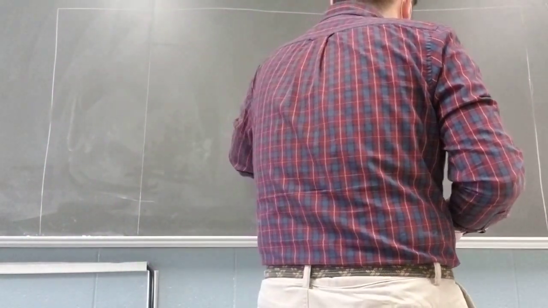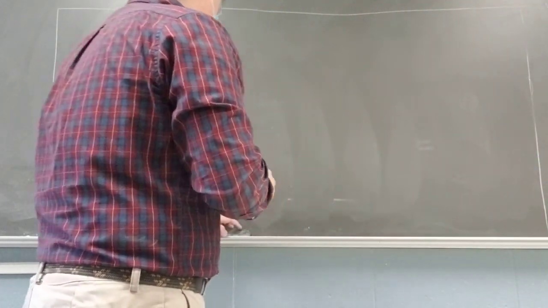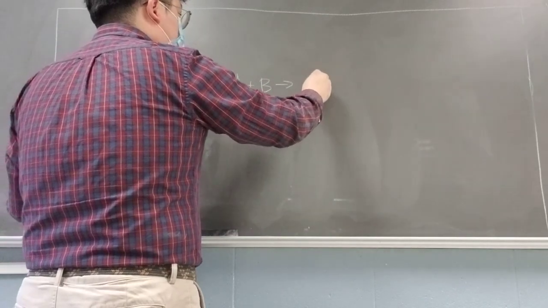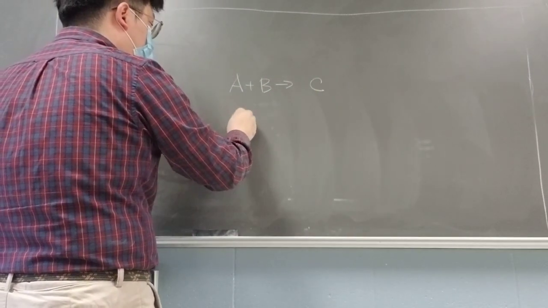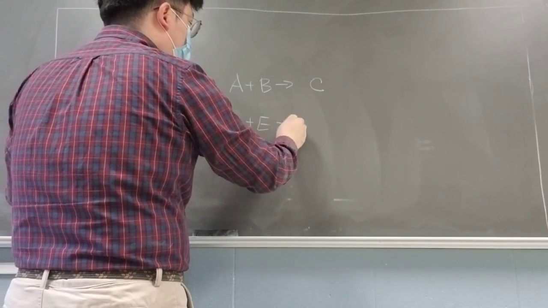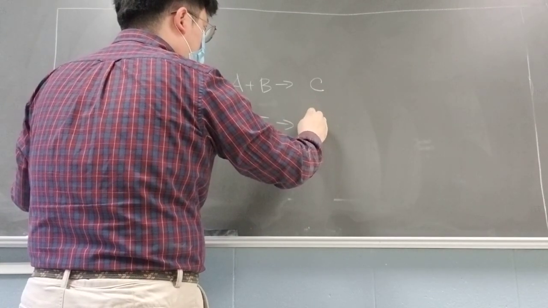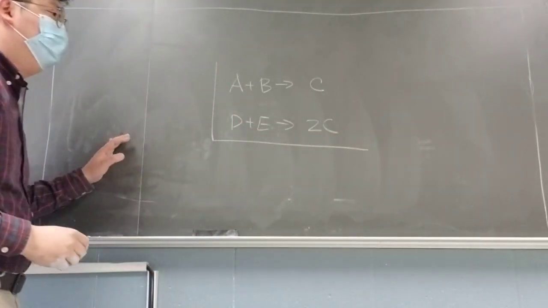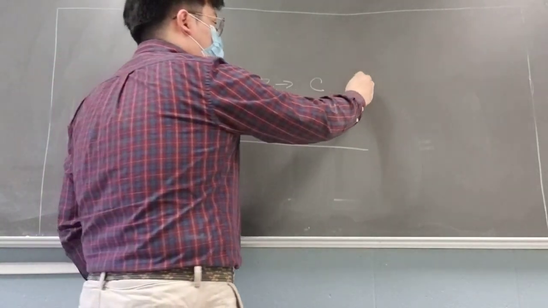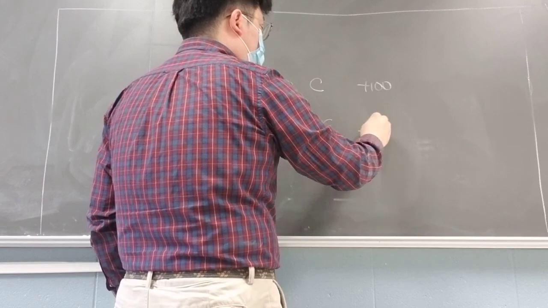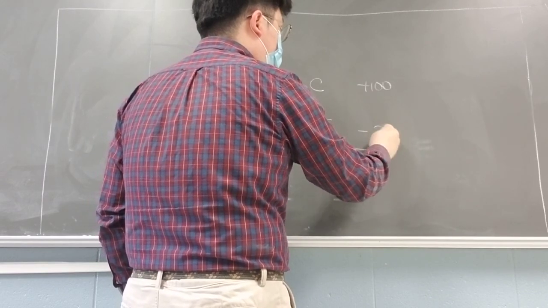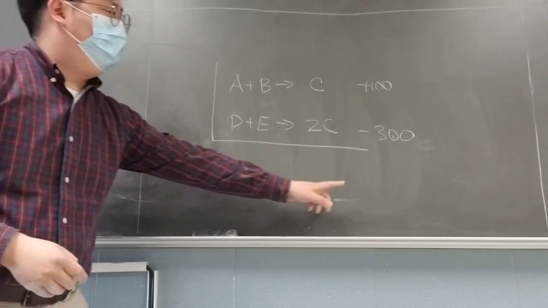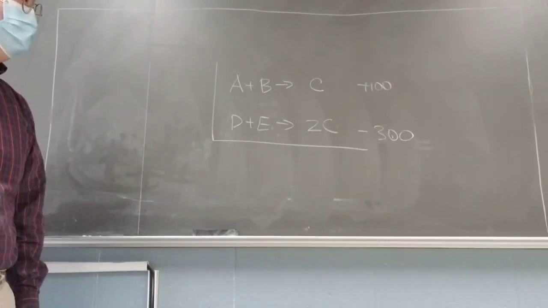So let's make it a bit more tricky. Maybe you can try this one. You can try A plus B makes C over here, okay? And D plus E makes maybe 2C, okay? And this is maybe plus 100, negative 300, okay? Maybe can you guys try this one? Can you guys combine and get the final enthalpy change?